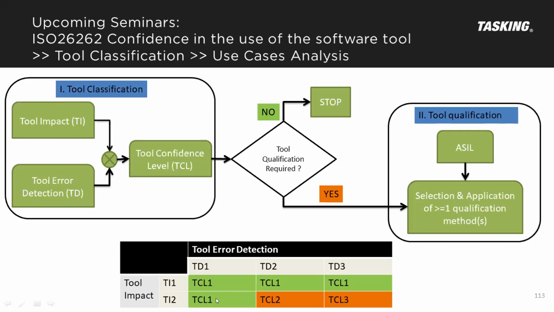For example, if it's TCL 1, or tool confidence level 1, in this case you don't need to qualify the tool anymore. If it's tool confidence level 2 or 3, you will end up with yes, we need to qualify this tool, and associated with the ASIL level, you will end up with a certain qualification method that you need to apply in order to get the work products that you need to pass the qualification. So this is the workflow that we are going to discuss in the next webinar.